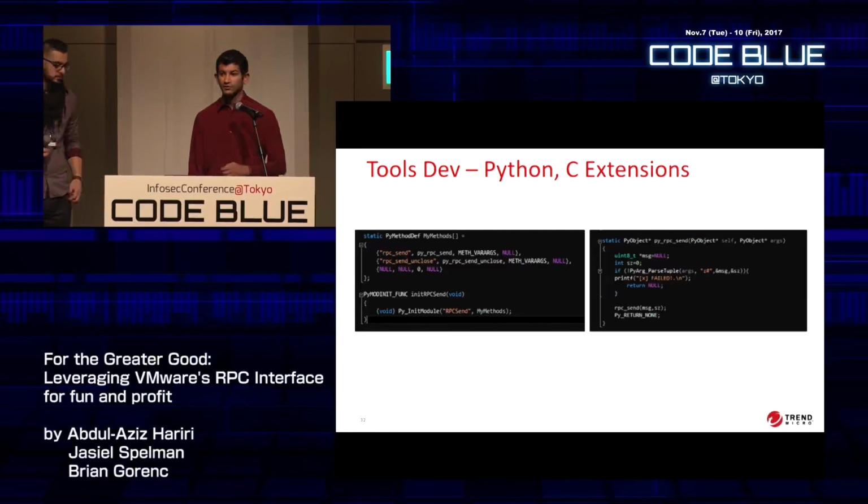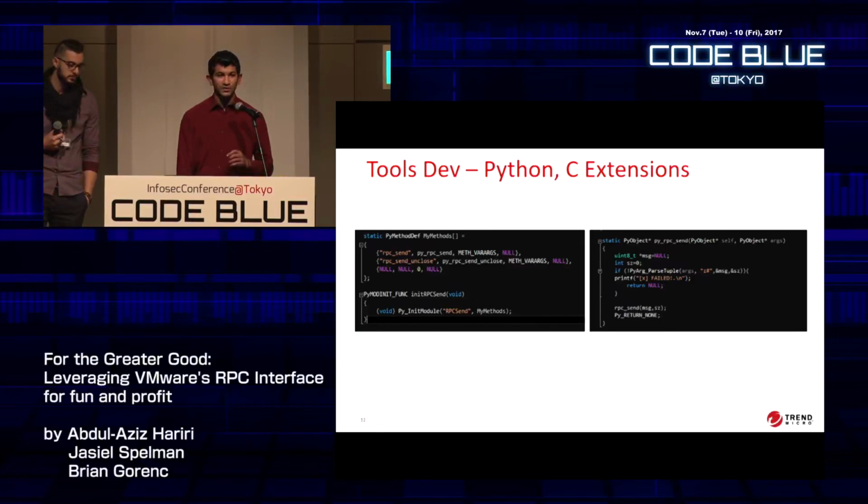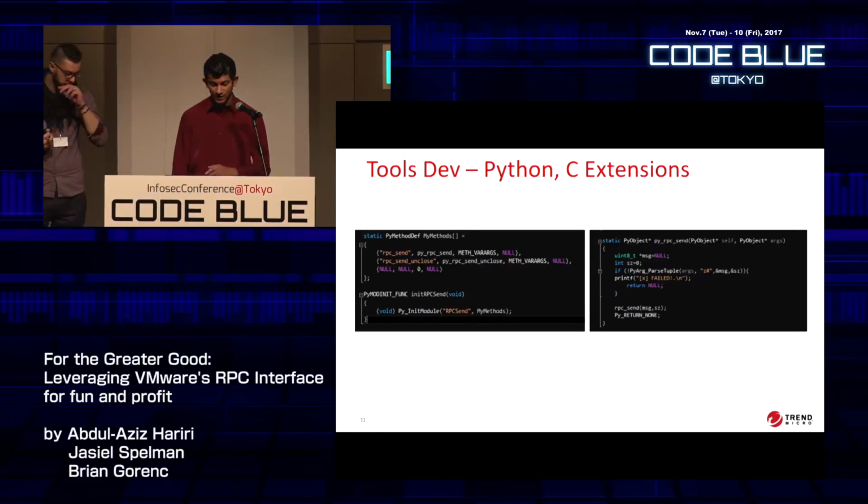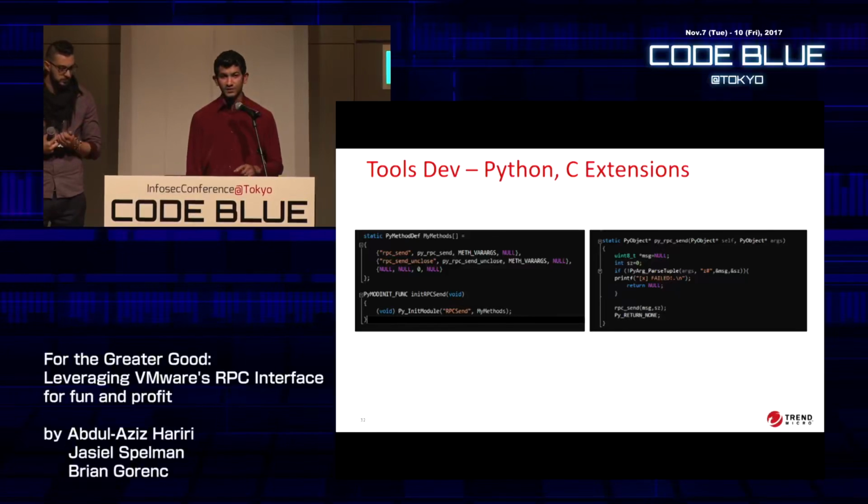You define an array where you have names of functions followed by pointers to those functions. And then you have an initialization routine that just calls PyInit module with the name of the module that you're going to use, as well as a pointer to the methods that you're exporting. The name you use must match what you will end up using when you call it from Python. So in this case, it's RPCSend with capital R, P, C, and S. When you import it from Python, you must match that case exactly, and you'll be able to access everything.